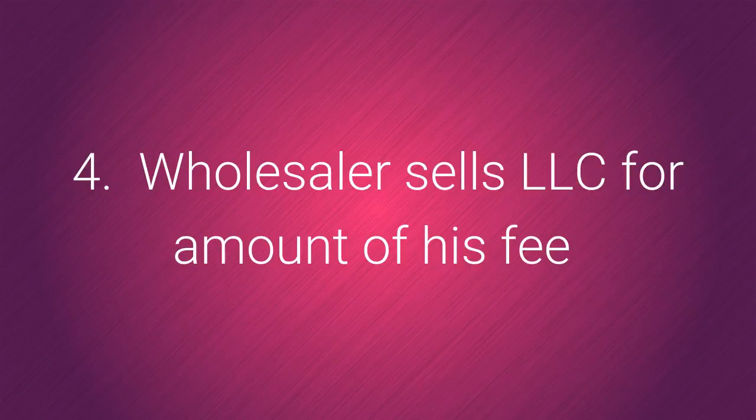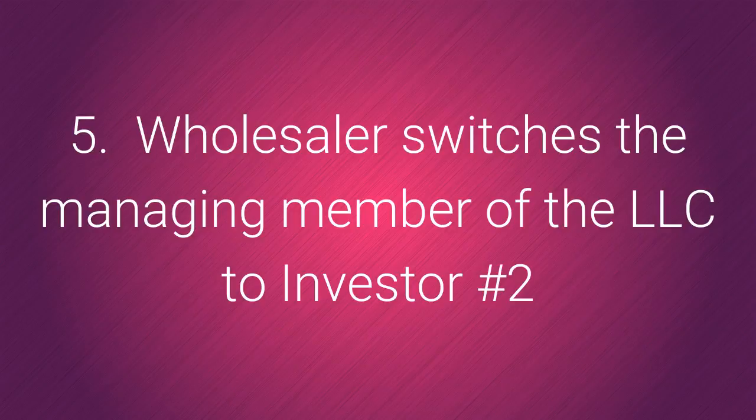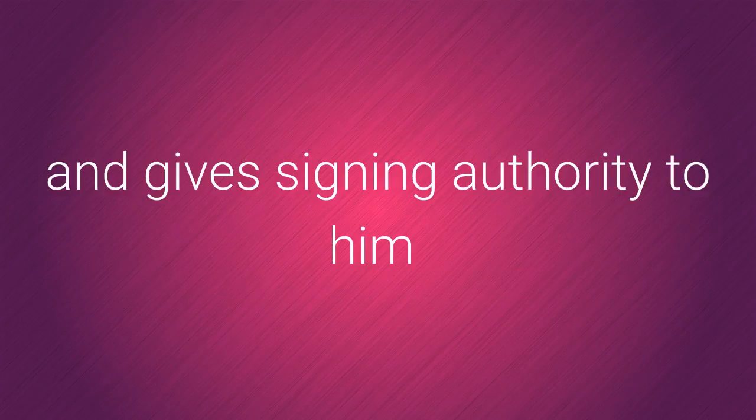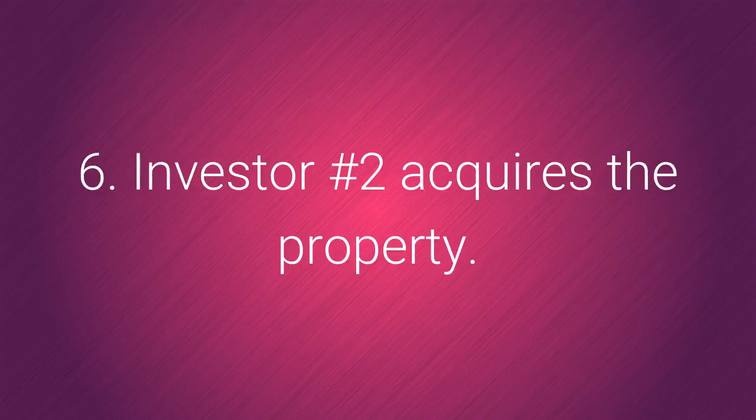Number 4. Wholesaler sells LLC for amount of his fee. Step number 5. Wholesaler switches the managing member of the LLC to investor number 2 and gives signing authority to him. Number 6. Investor number 2 acquires the property.